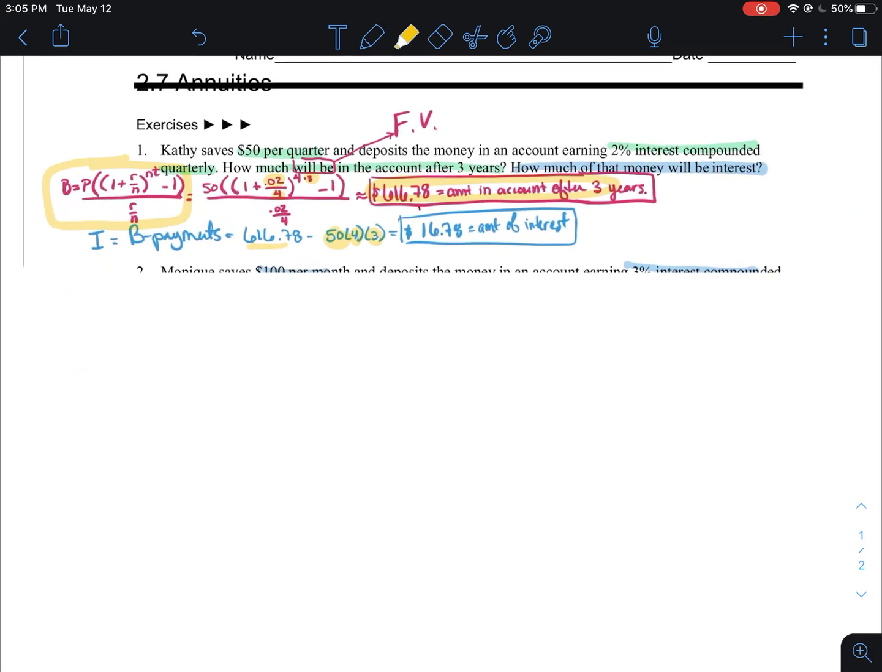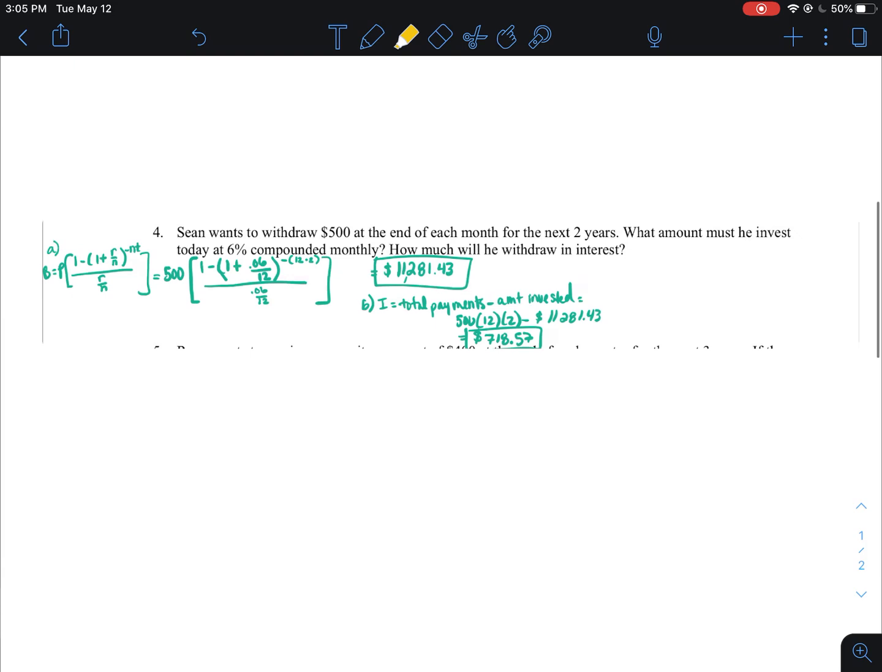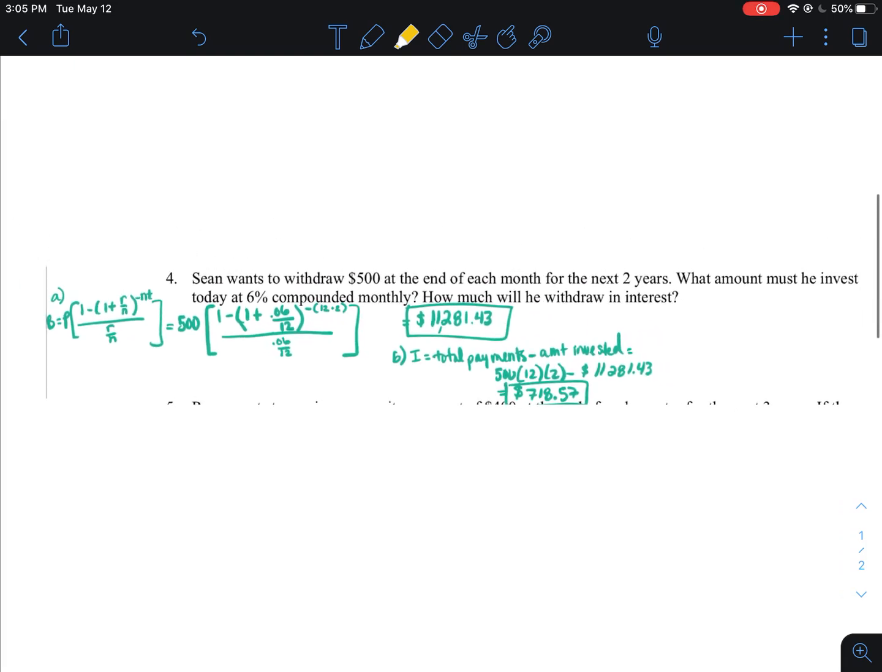Now, our other problem we want to take a look at works basically in the reverse direction. So in this problem, we have Sean, and he wants to be able to receive a payment out of his annuity of $500 every month for the next 2 years. We know that his annuity has 6% compound interest calculated monthly, and we want to figure out how much he needed to start with in his account in order to be able to make this happen, where he withdraws $500 every month for 2 years.